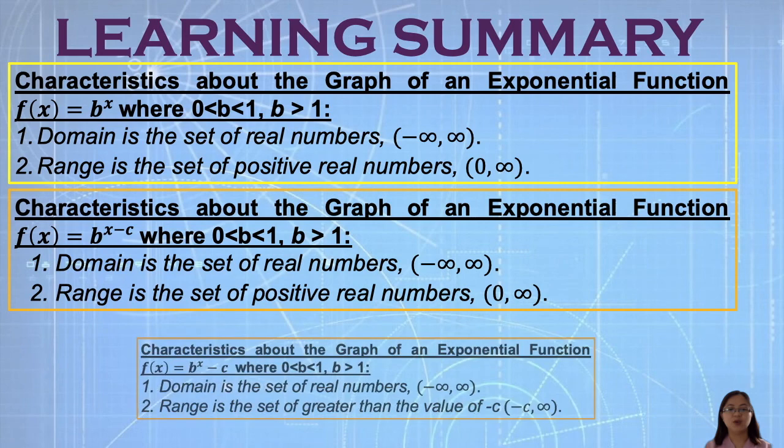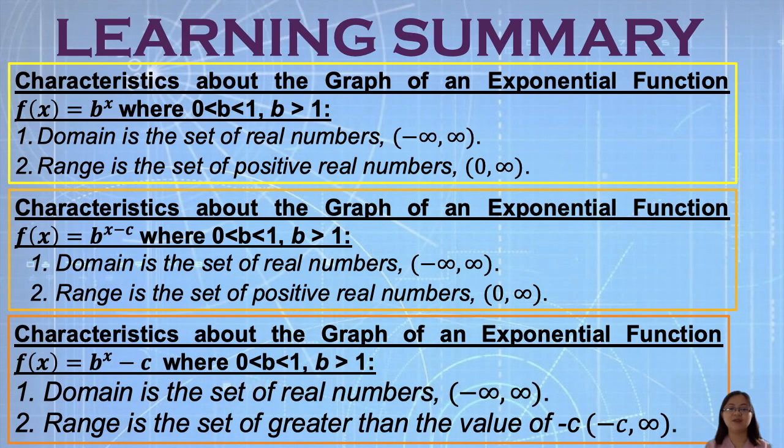And lastly, we have the characteristics of the graph of an exponential function in the form f(x) = b^x - c, where the constant term is just beside the base. So we have the domain is the set of real numbers, while the range is the set greater than the value of negative c, or in other words, the horizontal asymptote.